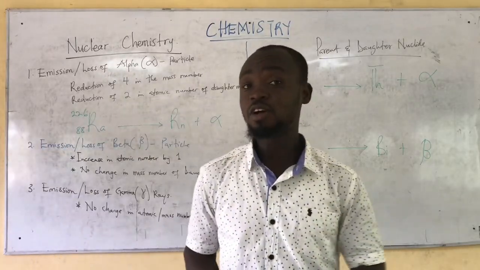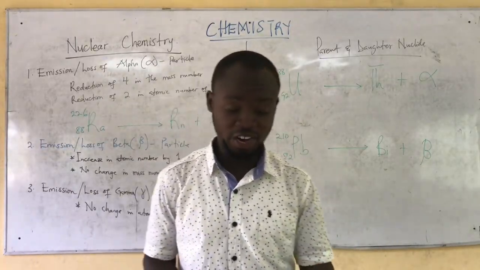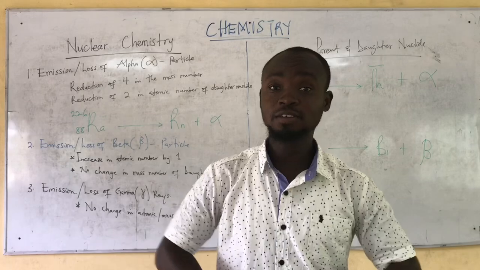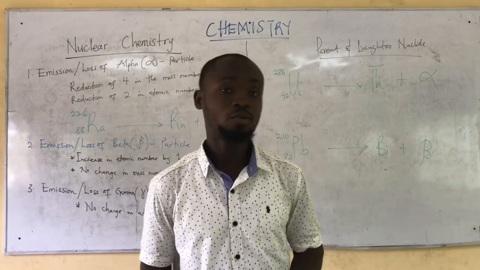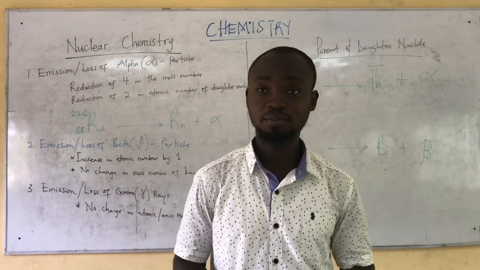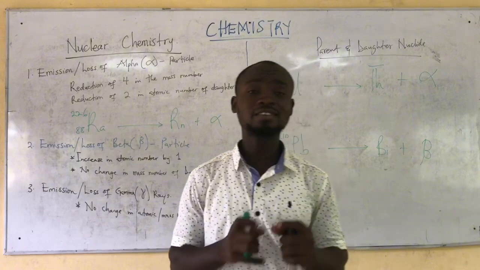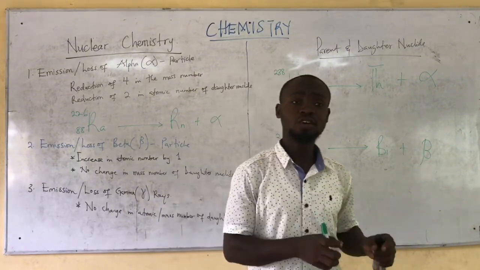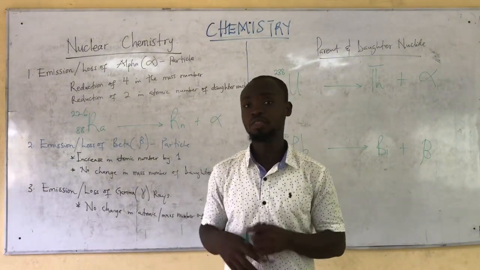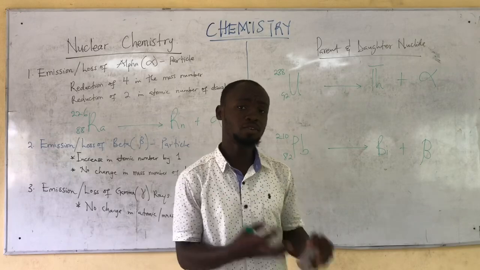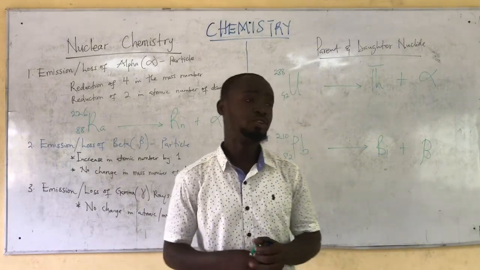Alright, now let's look at emission or loss of an alpha particle, a beta particle, or a gamma radiation. But before that, let's understand a parent nuclide and then a daughter nuclide. What is a parent nuclide and what is a daughter nuclide?